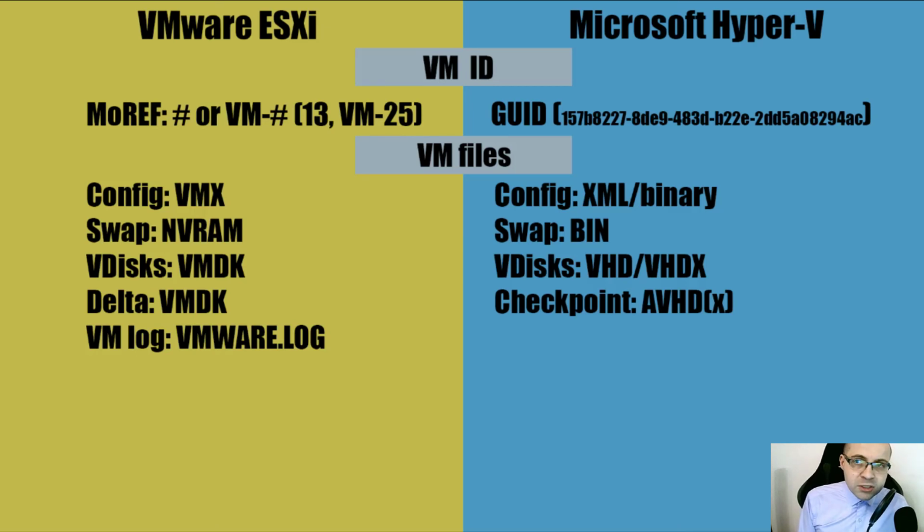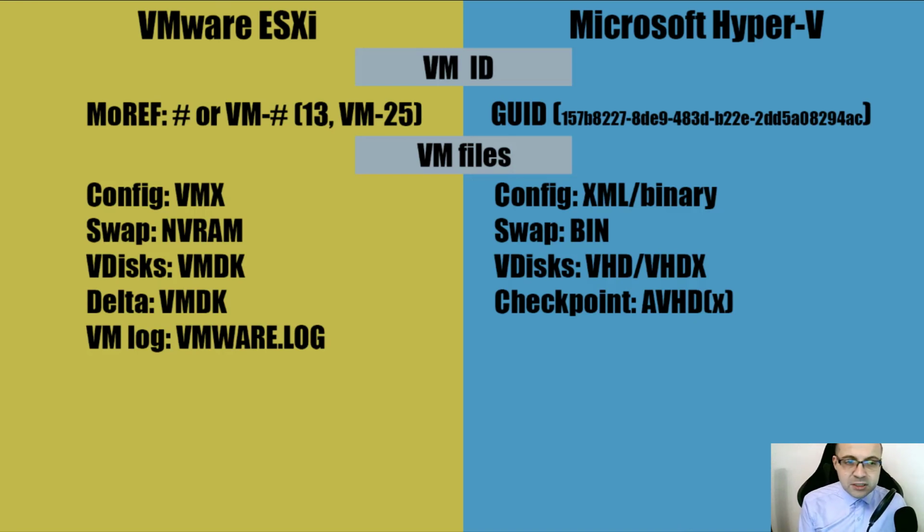Now in newer versions, it's binary, so it's compiled. You cannot directly modify it as a user. It's probably a good thing, but it makes it a bit harder to fix some, let's say, unexpected configuration failures. There is a swap file. In one case it's NVRAM, in another case it's a binary file, BIN, but they serve the same role. They hold the swap of the memory of the machine. There are disk files, so VMDK for VMware and VHD or VHDX in the newer version for Hyper-V. Again, different formats, same idea.